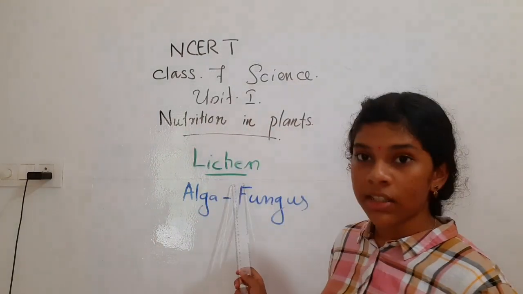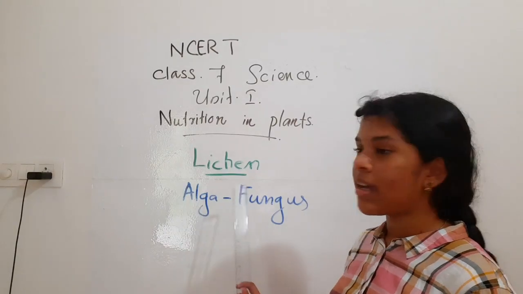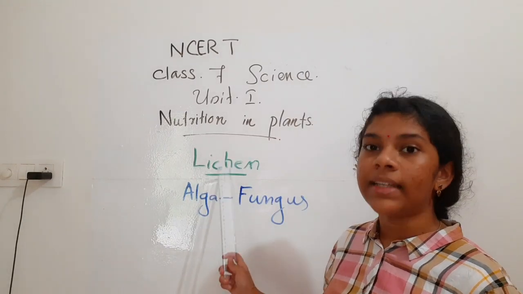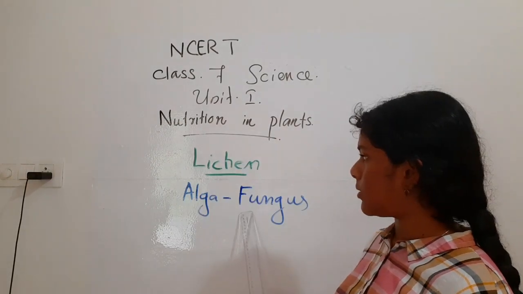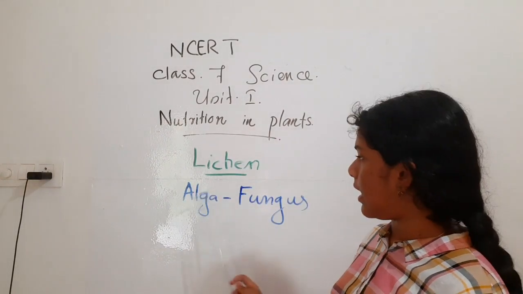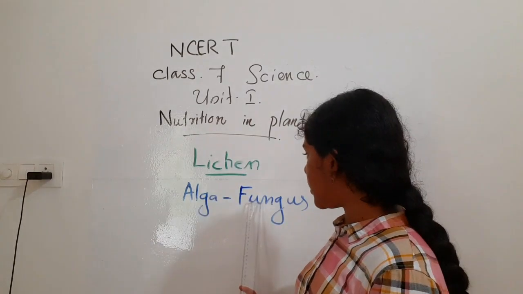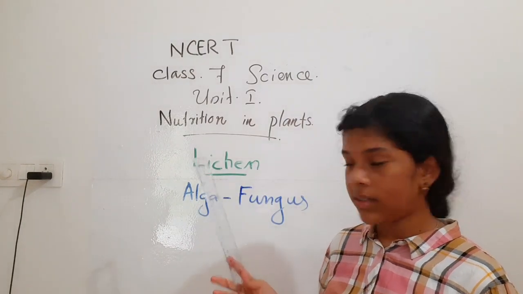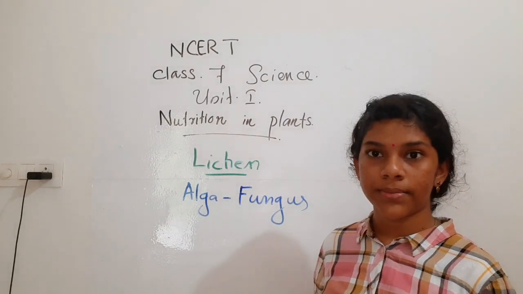Let's take a look at lichen. Lichen is a complex life form that is a symbiotic relationship between alga and fungus. So the symbiotic relationship between alga and fungus is known as a lichen. And the fungus is what provides the alga with shelter, food, and minerals. And in return, the alga provides the fungus with food.